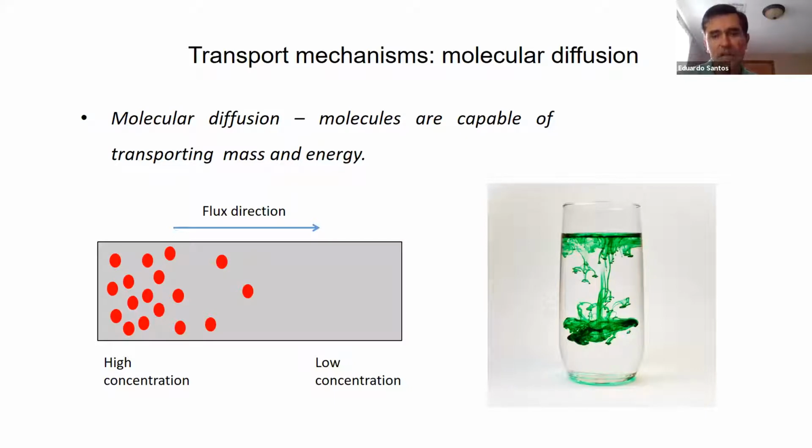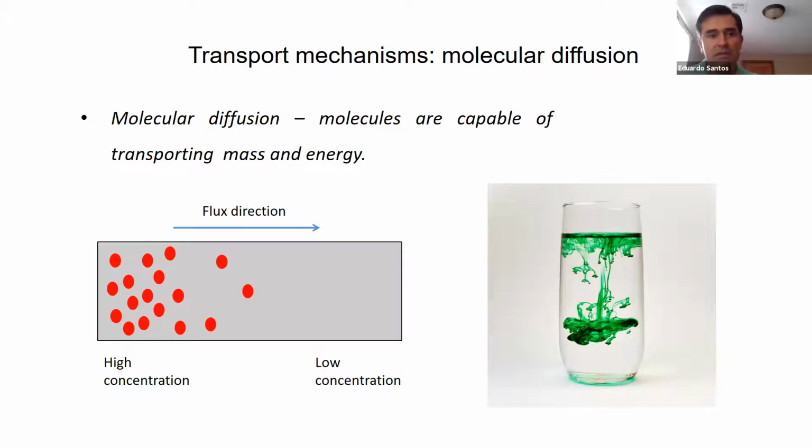The same thing happens in the atmosphere. You can have some molecular diffusion in the atmosphere. So if you open a flask of perfume in the classroom, you're eventually going to smell the perfume because that perfume is diffusing.